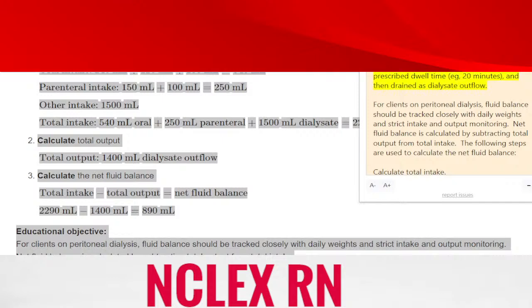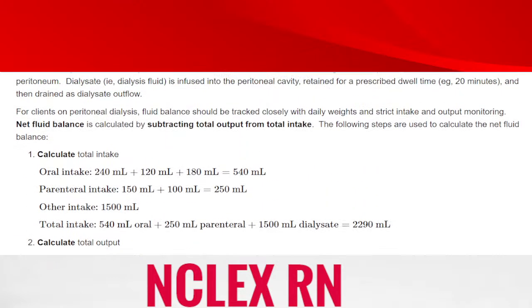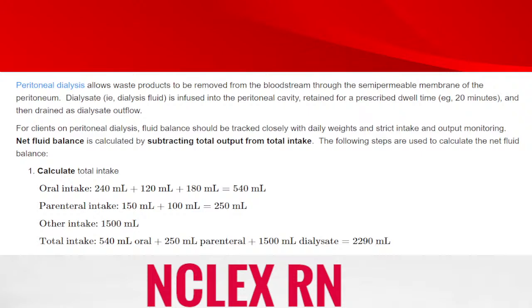Peritoneum. Dialysate, i.e., dialysis fluid, is infused into the peritoneal cavity, retained for a prescribed dwell time, e.g., 20 minutes, and then drained as dialysate outflow. For clients on peritoneal dialysis, fluid balance should be tracked closely with daily weights and strict intake and output monitoring. Net fluid balance is calculated by subtracting total output from total intake. The following steps are used to calculate the net fluid balance.